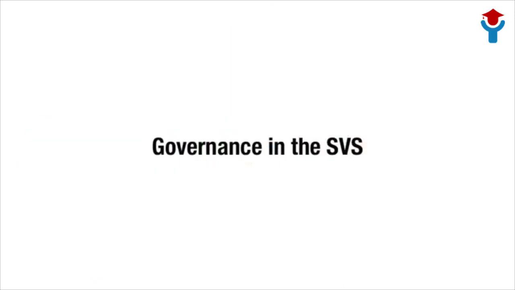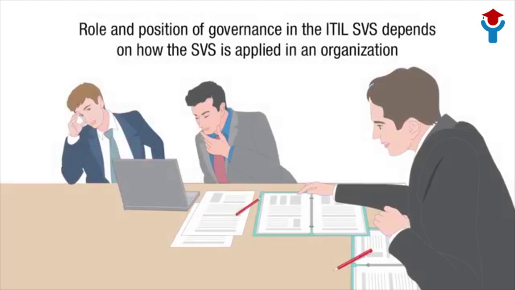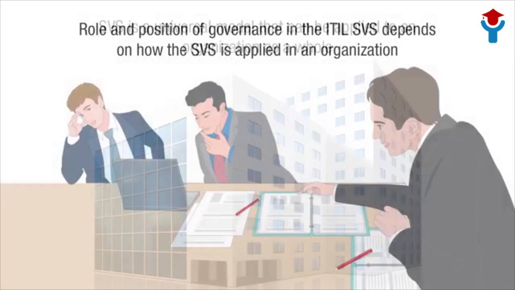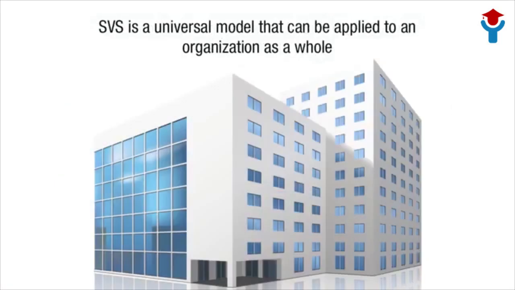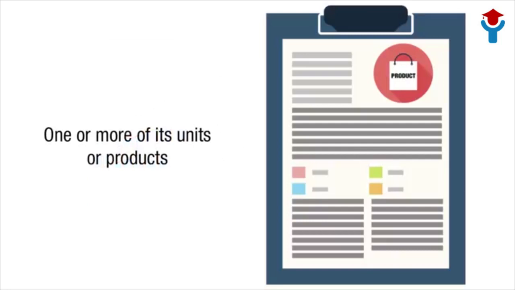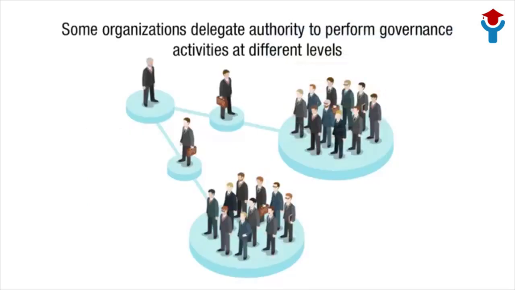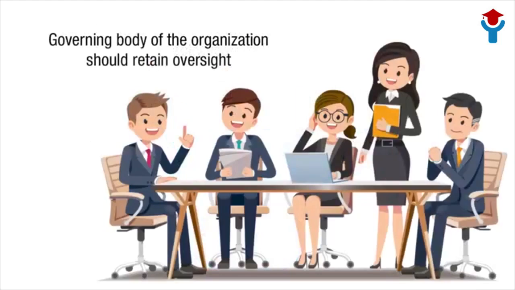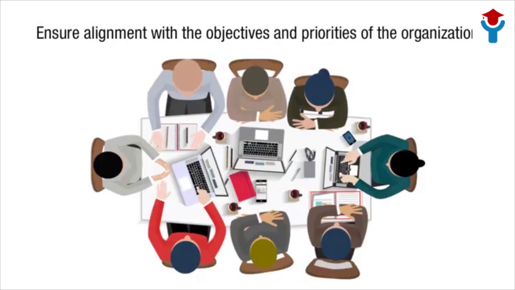Governance in the SVS is the next topic of discussion. The role and position of governance in the ITIL SVS depends on how the SVS is applied in an organization. The SVS is a universal model that can be applied to an organization as a whole, or to one or more of its units or products. In the latter case, some organizations delegate authority to perform governance activities at different levels. The governing body of an organization should retain oversight of this to ensure alignment with the objectives and priorities of the organization.